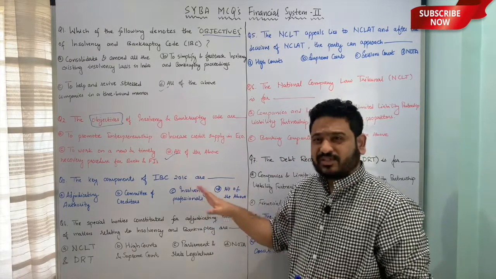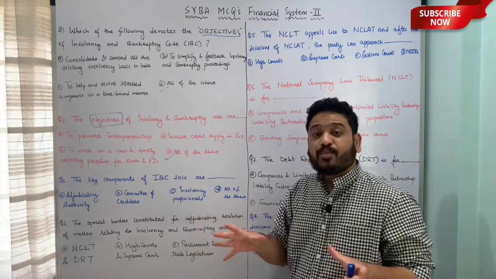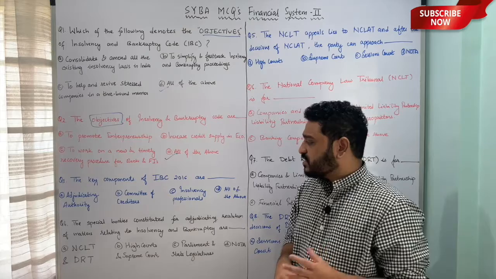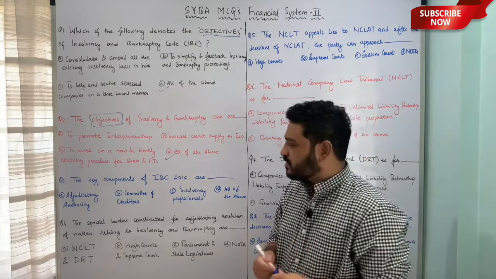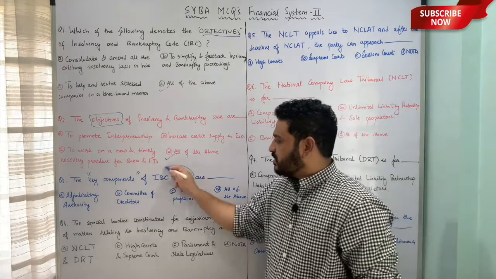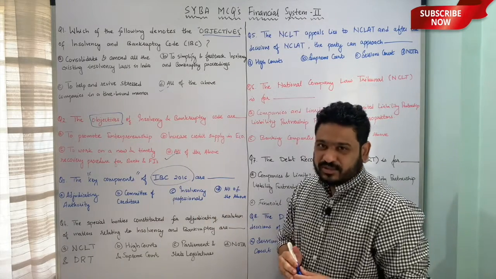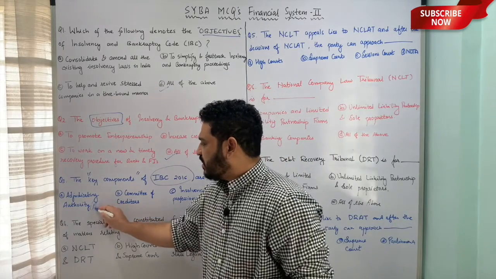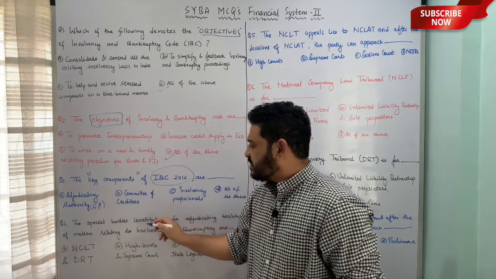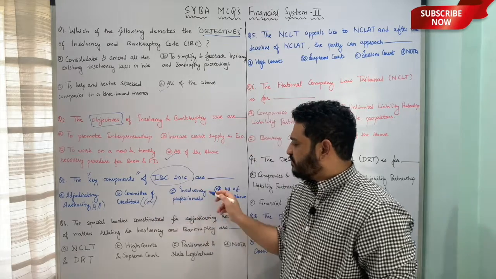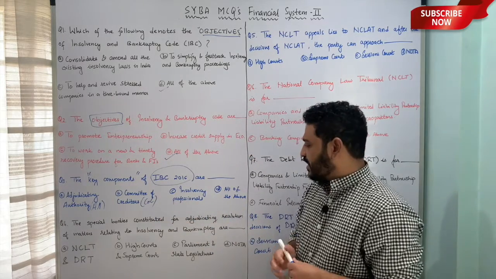Very important question, might reflect in your paper. The key components of Insolvency and Bankruptcy Code 2016 are what? Let us look at the options. First is adjudicating authority, usually written as AA. The second is Committee of Creditors, usually written as COC. Then we have insolvency professionals, and last is all of the above.